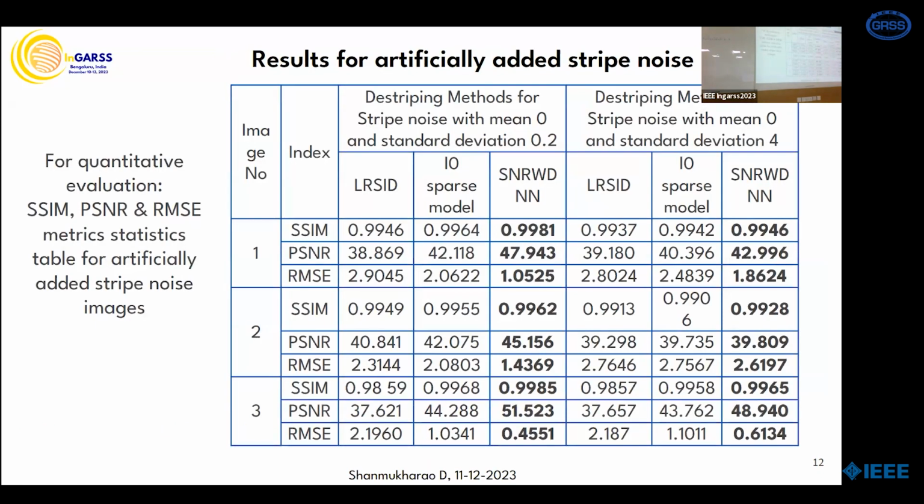So these are all the indices. If we see the metrics, this one is LRS-ID, the sparse model, and then SNR-WDN. Here we can see the SSIM. SNR-WDN is performing better, at 0.99, and also in SNR, PSNR and RMSE. So these are all the values for the added stripe noise images.